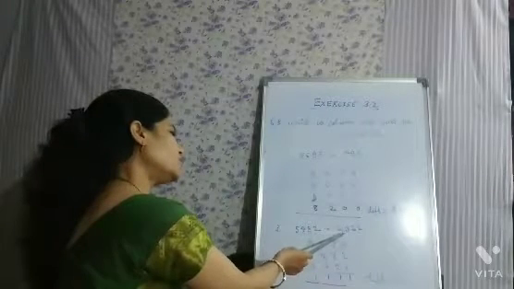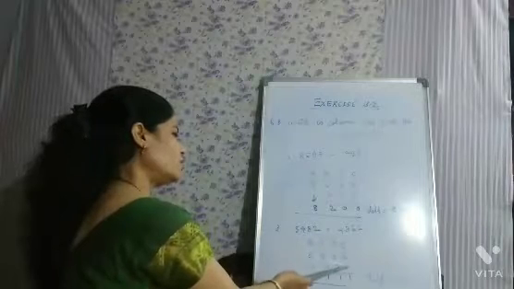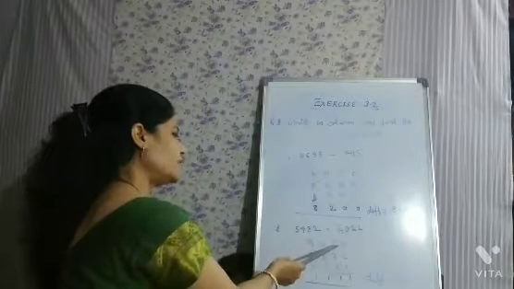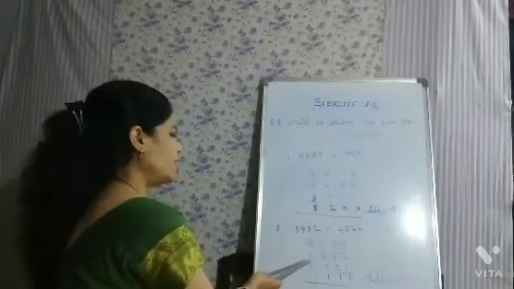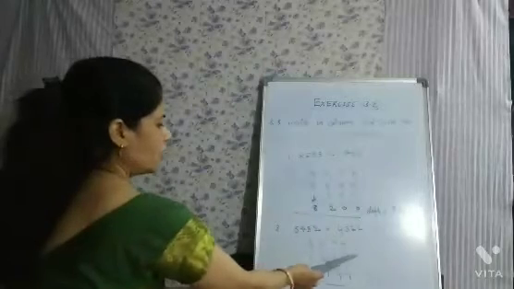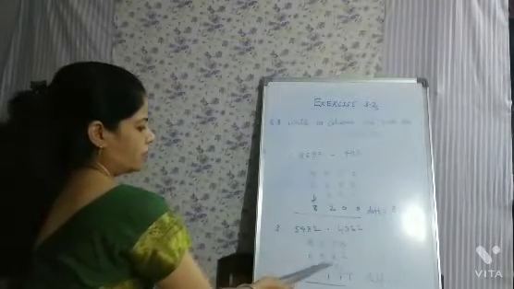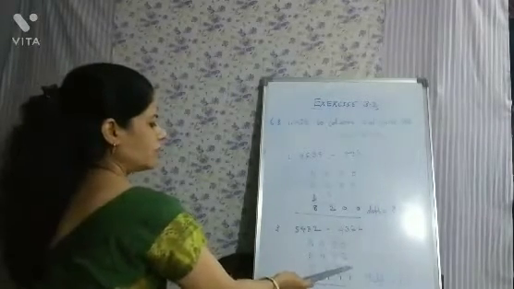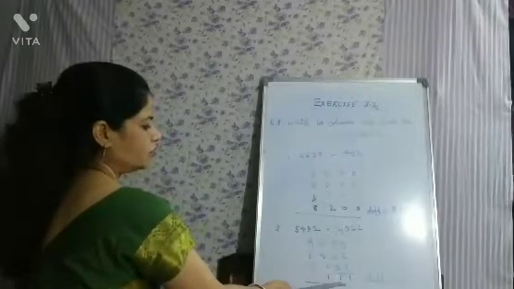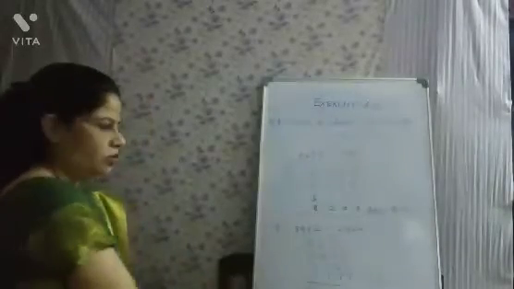Now the next number is 4321. So this 1 you have to write in ones column, 2 we will write in tens column, 3 write in hundreds column, and 4 write in thousand column. Okay. So this way you have to arrange the number. Now you have to subtract 4321 from 5432. 2 minus 1 will be 1. 3 minus 2 will be 1. 4 minus 3 will be 1 and 5 minus 4 will be 1. So the difference is 1111.